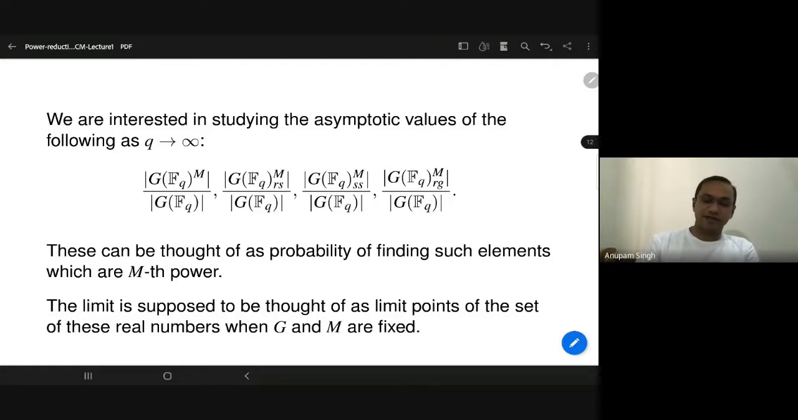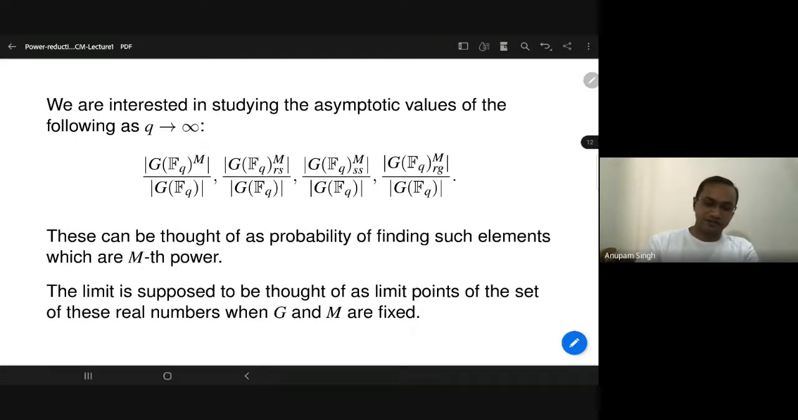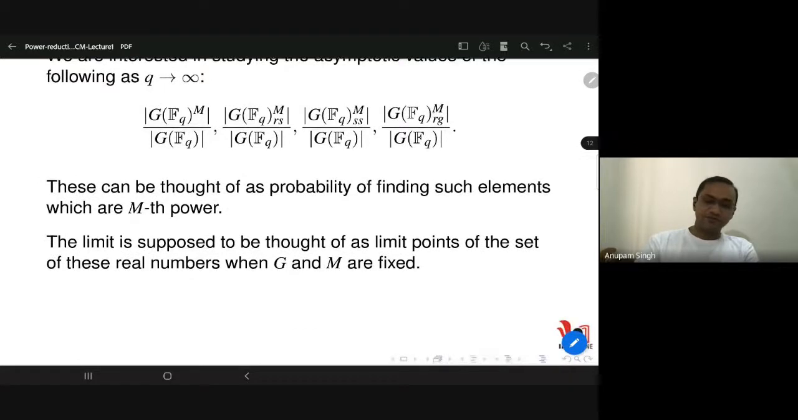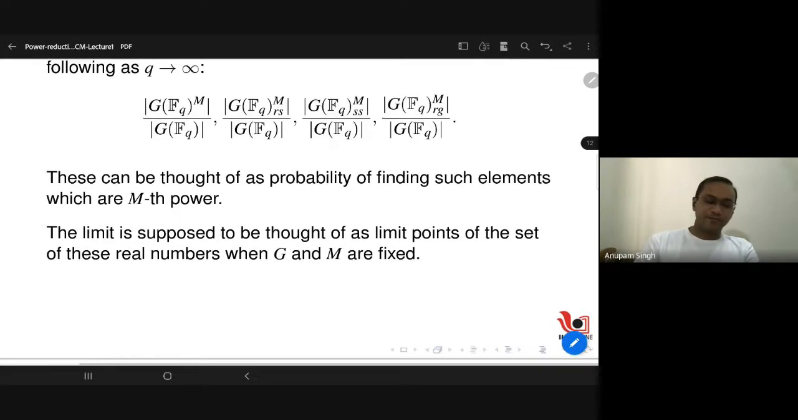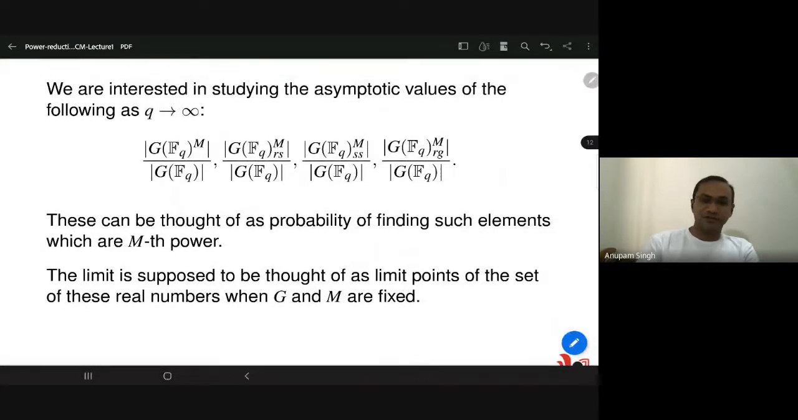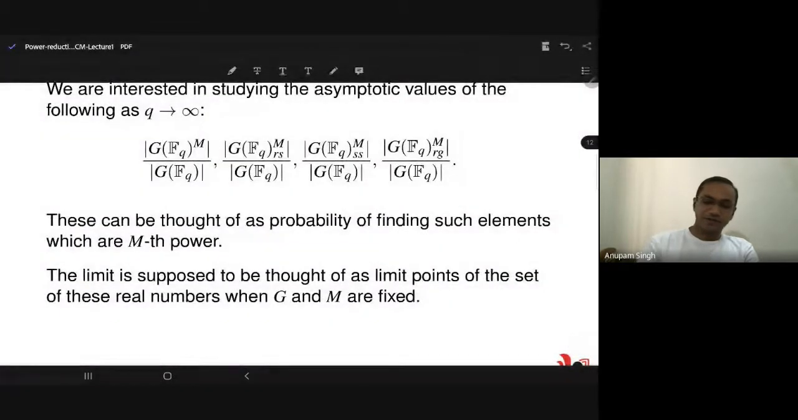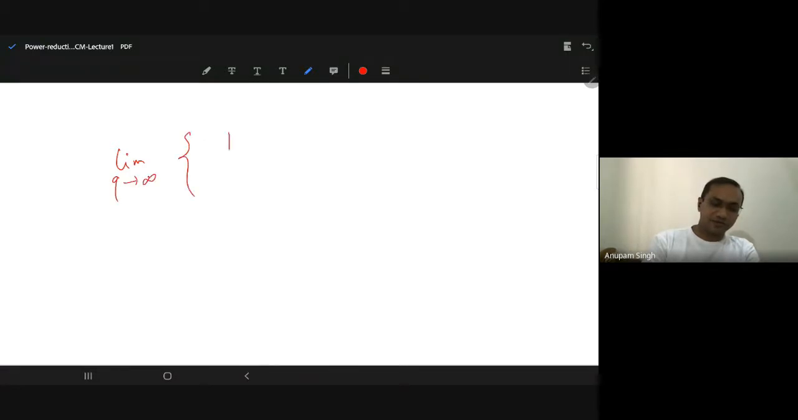We'll see that this is always finite, and all these quantities are equivalent, right? That is the result which I'll be talking about. As I explained earlier, this can be thought of as the probability of finding certain kinds of elements which are mth powers. Also, I want to clarify what is the meaning of limit here, so let me explain that. When I'm talking about, let's say, the limit q tending to infinity of |G(F_q)^m RS| by |G(F_q)|.